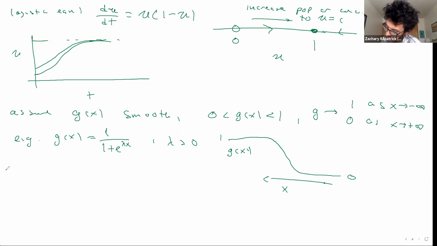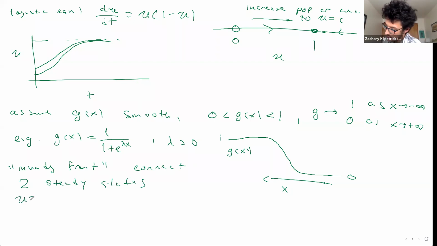And so an invading front is going to connect two steady states. Okay, u is equivalently 0 and u is equivalently 1, because f of 0 equals f of 1 equals 0. And if you go back to the original equation and you plug either of these in, it's a solution. So if you start out here, that's a solution, although it's unstable. If you start out here, that's a solution and it's stable.